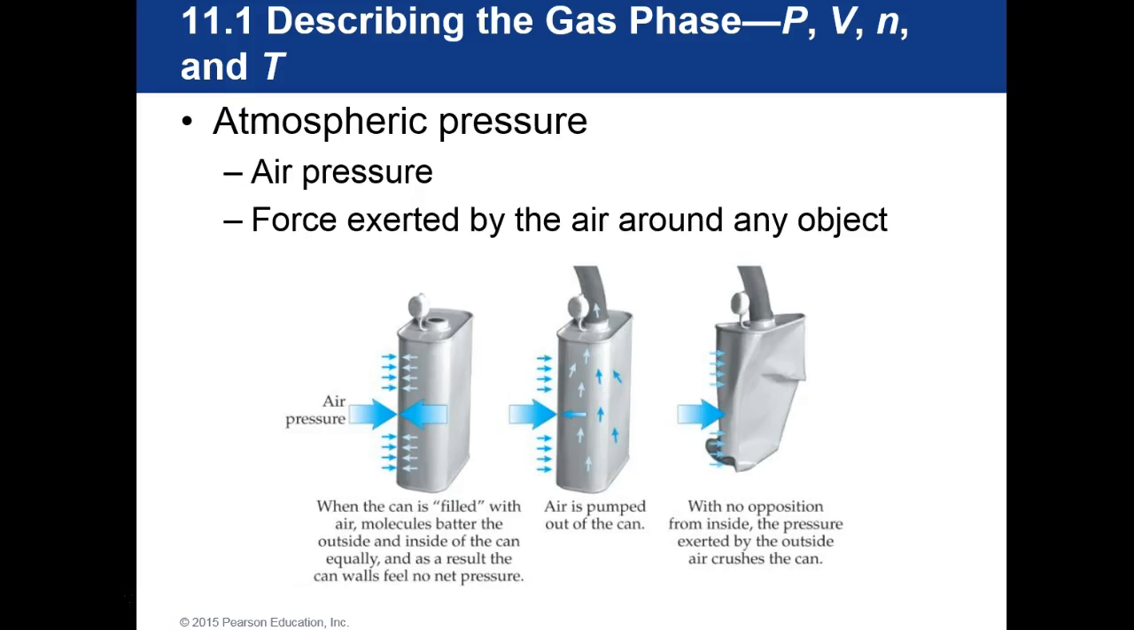So let's talk about atmospheric pressure first. This is air pressure, or the force that's exerted in the air around any object. You can see the air pressure being forced upon this can. When the can is filled with air, molecules batter the outside and the inside of the can equally, and there's no pressure difference. When air is pumped out of the can, we see that it shrinks, and with no opposition from the inside, the pressure exerted by the outside air crushes the can.